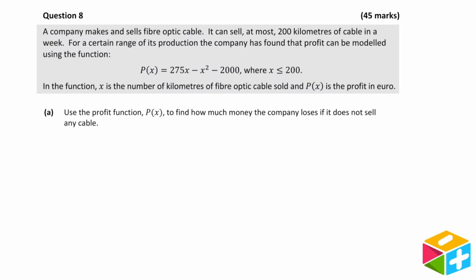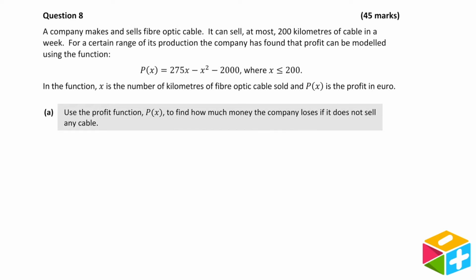A company makes and sells fibre optic cable. It can sell, at most, 200 kilometers of cable in a week. For a certain range of its production, the company has found that profit can be modelled using the function P of x is equal to 275x minus x squared minus 2000, where x is less than or equal to 200. In the function, x is the number of kilometers of fibre optic cable sold, and P of x is the profit in euro.